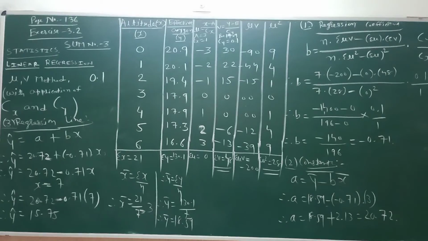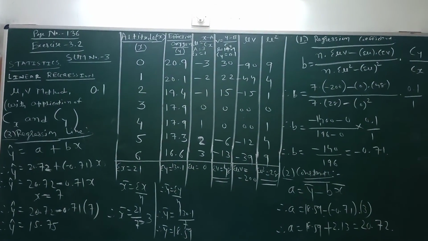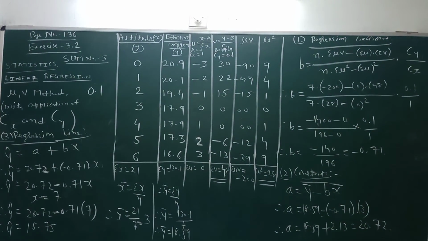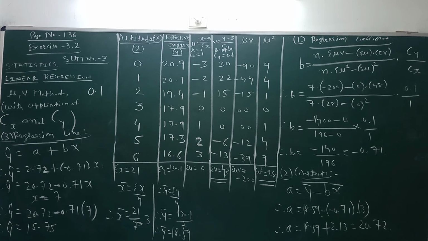By this way, students, we can do the sum by UV method, application of Cx and Cy. Easily we can do all the sums. In the next video lecture, I will also take another sum of UV method by applying Cx and Cy. The next sum is also from this exercise, and it is sum number 4.